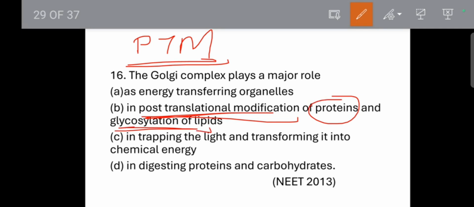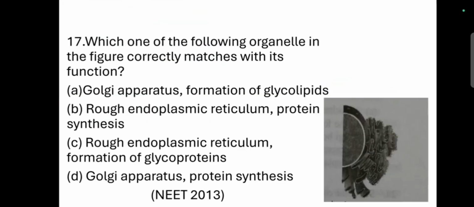glycosylation of the lipids are done by which organelles? The Golgi complex. So the right answer is B. The Golgi complex plays a major role in post-translation modification and the glycosylation of lipids. Trapping of light and transforming it into chemical energy is done by the chloroplast. Digestion of protein and carbohydrate is done by the lysosomes. So the right one is the second one.